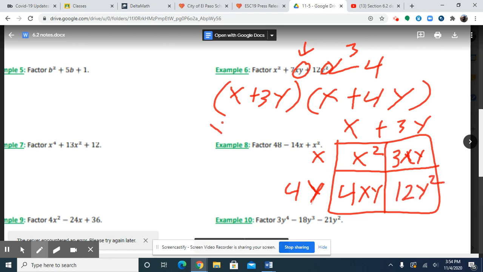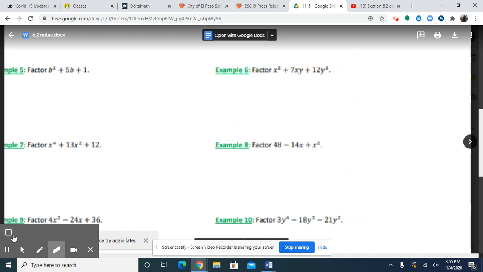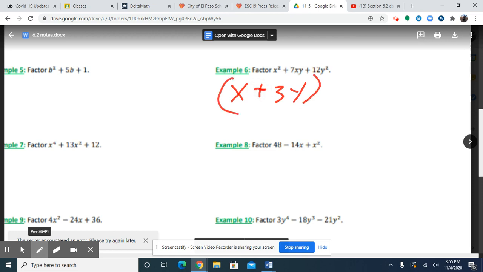So then adding the two middle terms together right here, we get 7xy plus 12y squared. So that was just a way to verify it. So our final answer ends up being x plus 3y times x plus 4y.